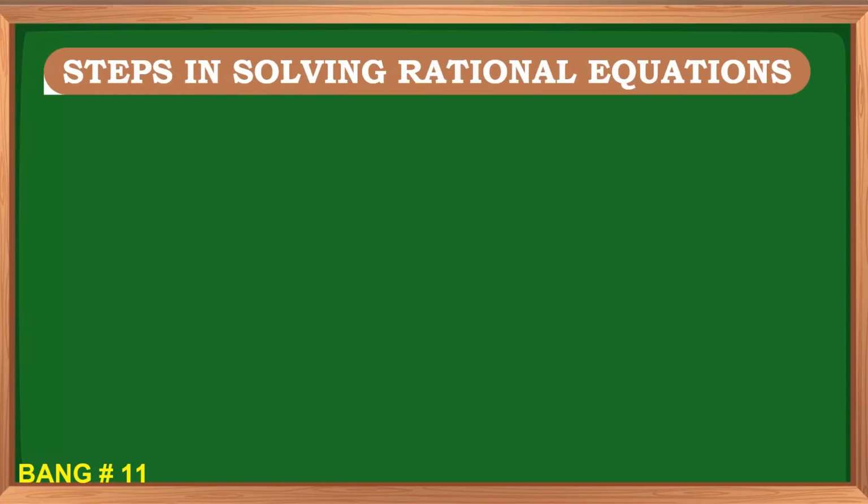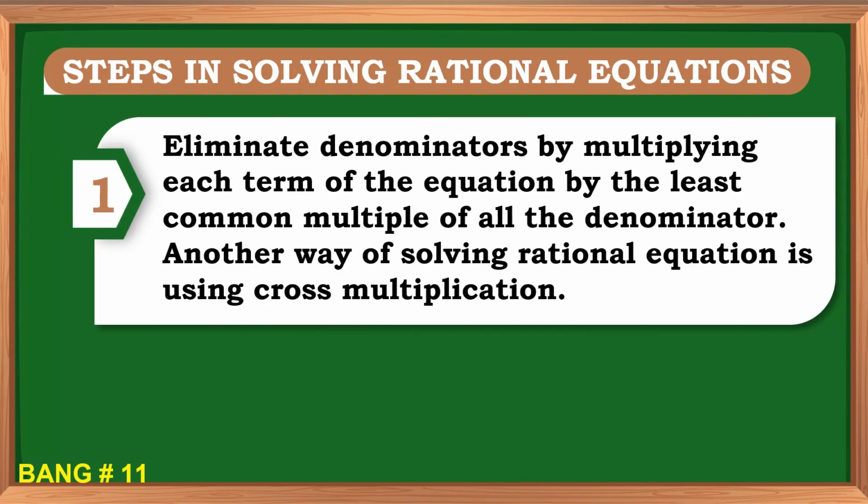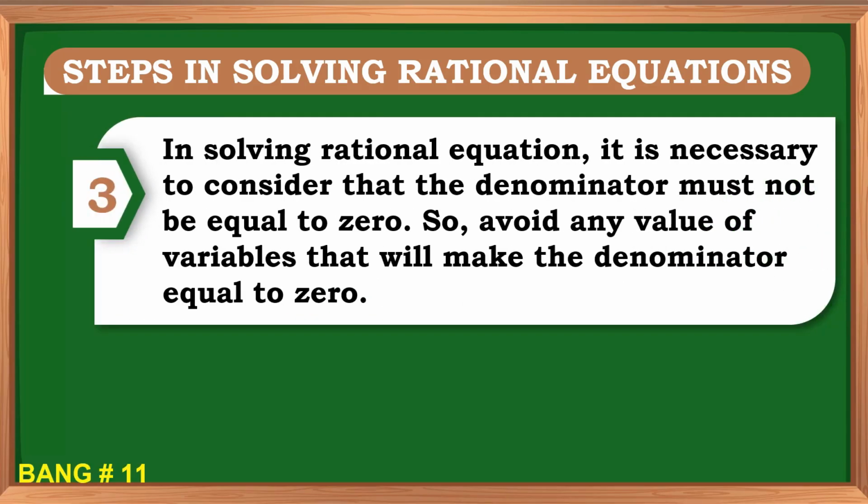These are the steps in solving rational equations. First, eliminate denominators by multiplying each term of the equation by the least common multiple of all the denominators. Another way of solving rational equations is using cross multiplication. Next, note that eliminating denominators may introduce extraneous solutions. Check the solutions of the transformed equation with the original equation. Then, in solving rational equations, it is necessary to consider that the denominator must not be equal to 0. So, avoid any value of the variable that will make the denominator equal to 0.